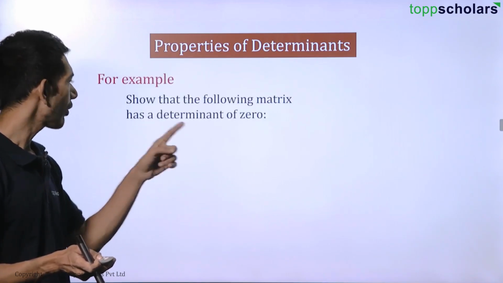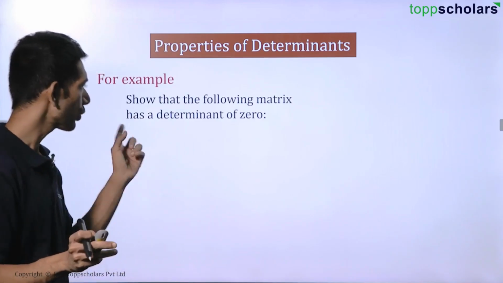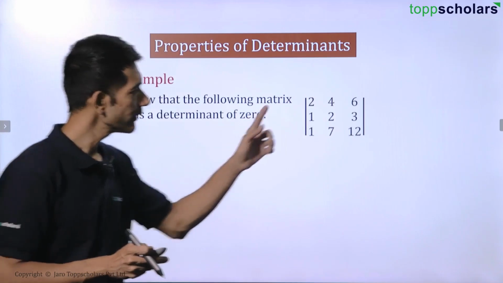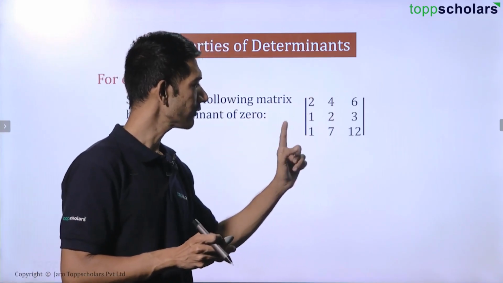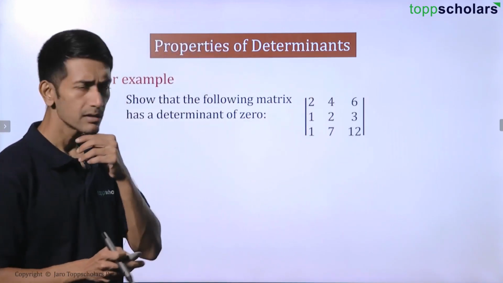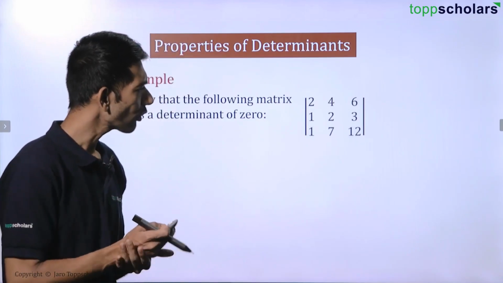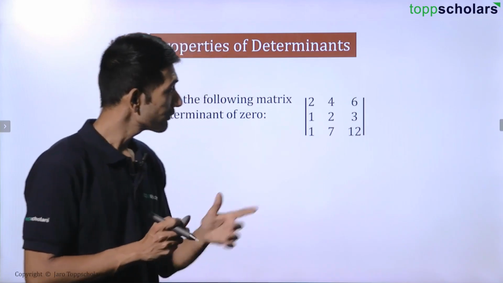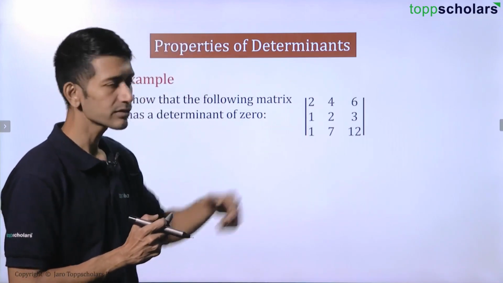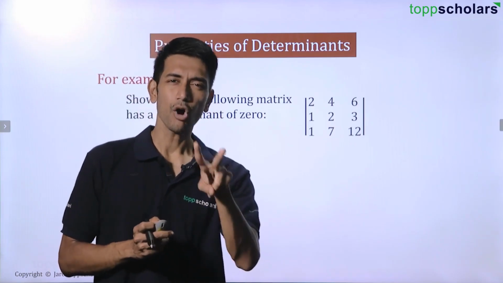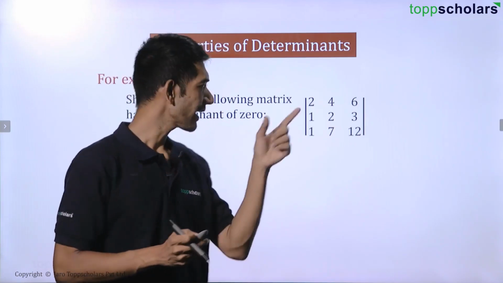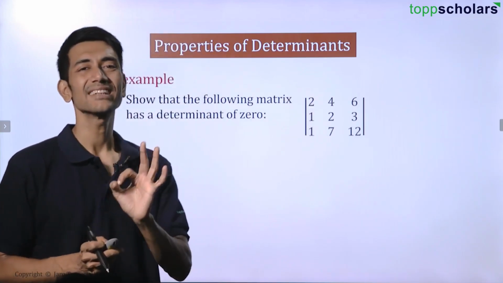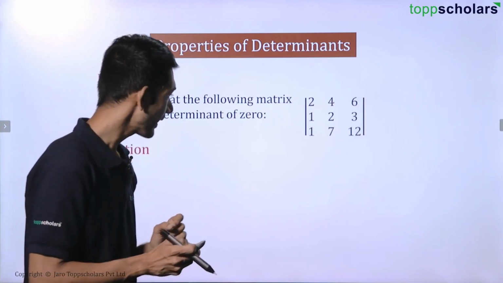So show that the following matrix has a determinant of 0. Now here we have a matrix. We have 2, 4, 6. We have 1, 2, 3. We have 1, 7, 12. Now looking at this, do you think the rows or columns are identical? Have a look at that. It doesn't look like. But if you look at the first row, that is 2, 4, 6. Can I say 2 is common in all of them? Can I write down 2 as 1 multiplied by 2, 4 as 2 multiplied by 2, and 6 as 3 multiplied by 2? Yes, I can do that.